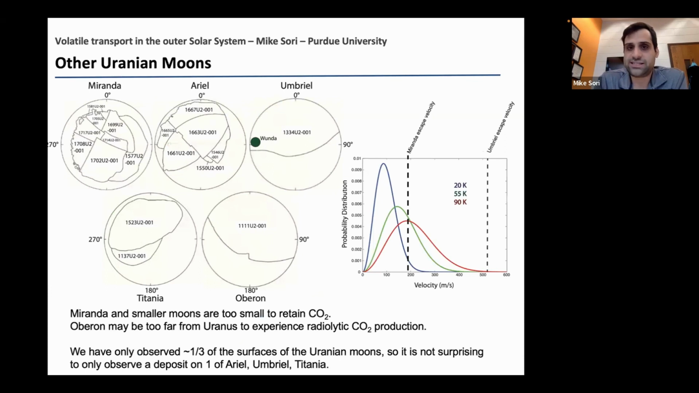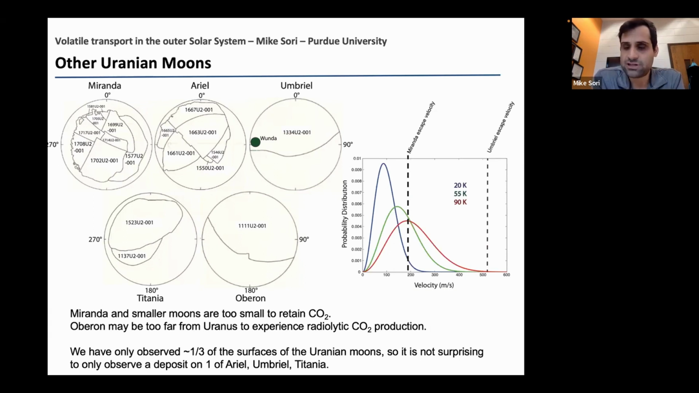As far as why you only see it on Umbriel, I think two of the moons are relatively easy to explain. Miranda, the escape velocity is super low because the mass of Miranda is pretty small. So the CO2 escapes via thermal escape probably pretty efficiently. Oberon is very far out from Uranus. So if that magnetosphere radiolytic production idea from Grundy et al. and Cartwright et al. is right, you might not expect CO2 to be produced efficiently there in the first place.